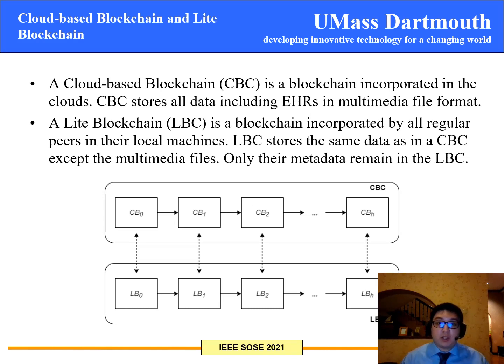As shown by this figure over here, a CBC and LBC share the same blockchain length or height. They also have a one-to-one block similarity, where each corresponding block in a CBC is identical to a block in LBC, again with the exception of multimedia files. This allows end users to retrieve any contents in a CBC via an LBC on their local machines. More specifically, regular peers can use the metadata stored in an LBC to request the corresponding multimedia files stored in the CBC somewhere in the clouds.